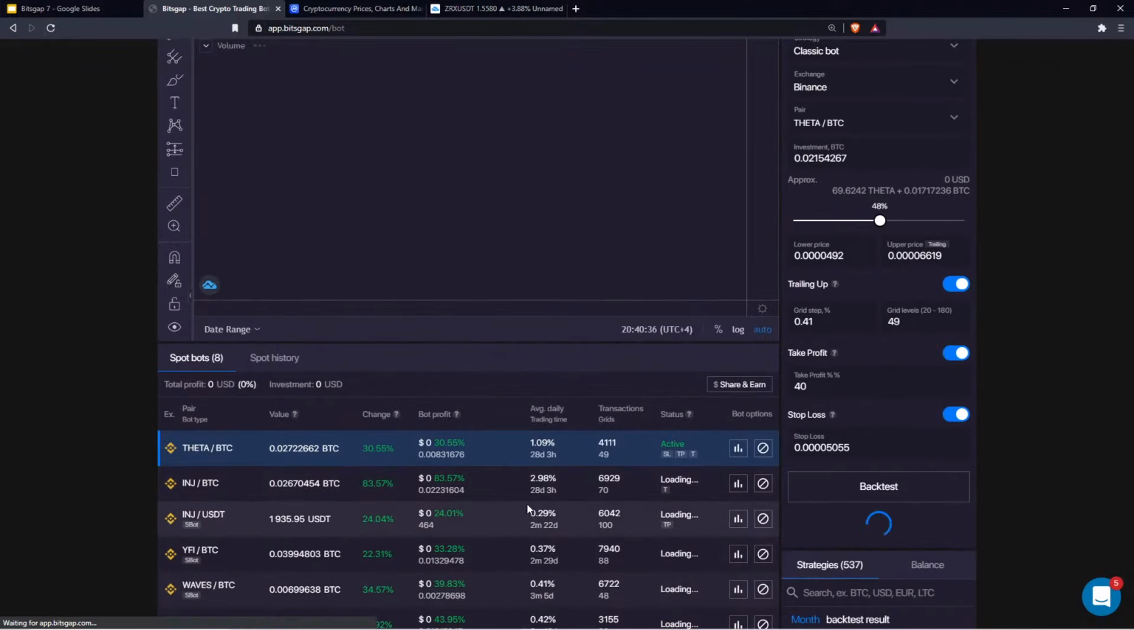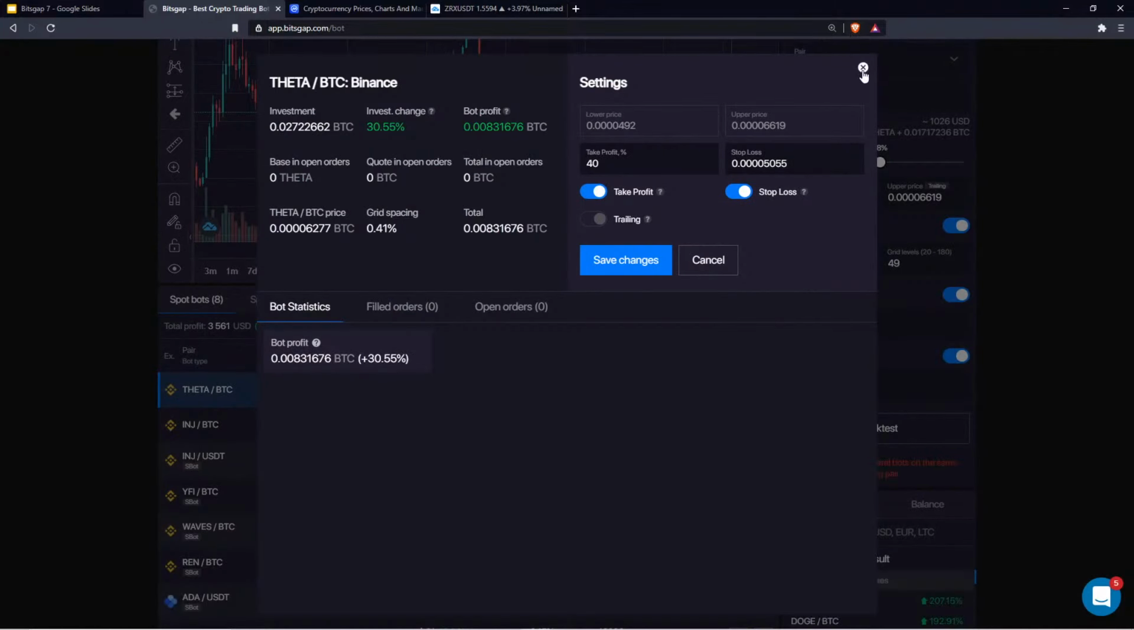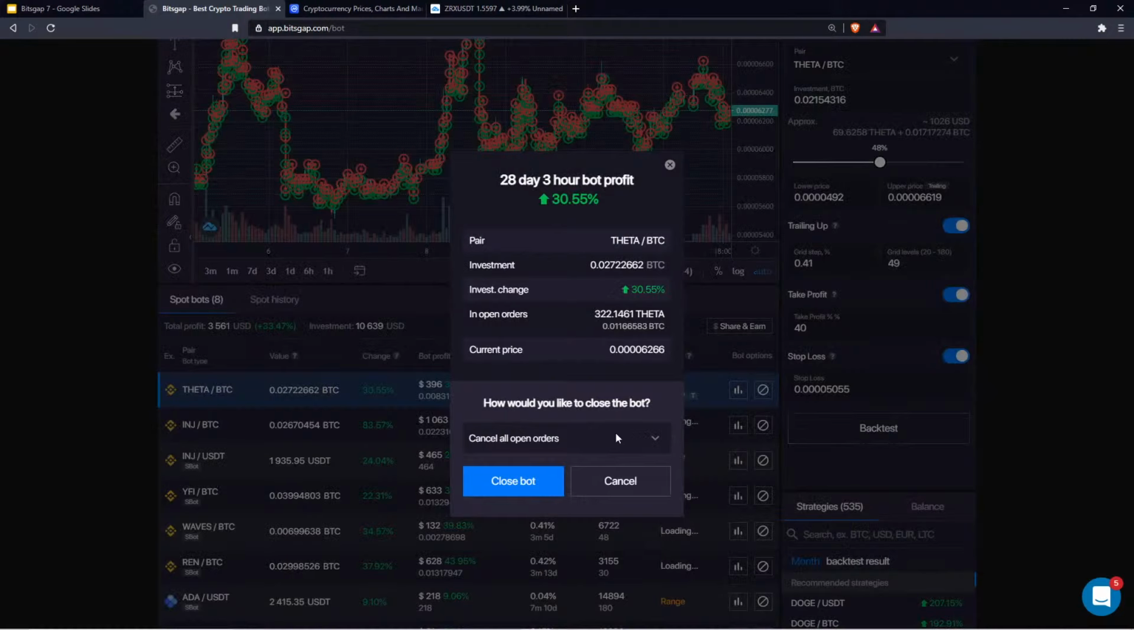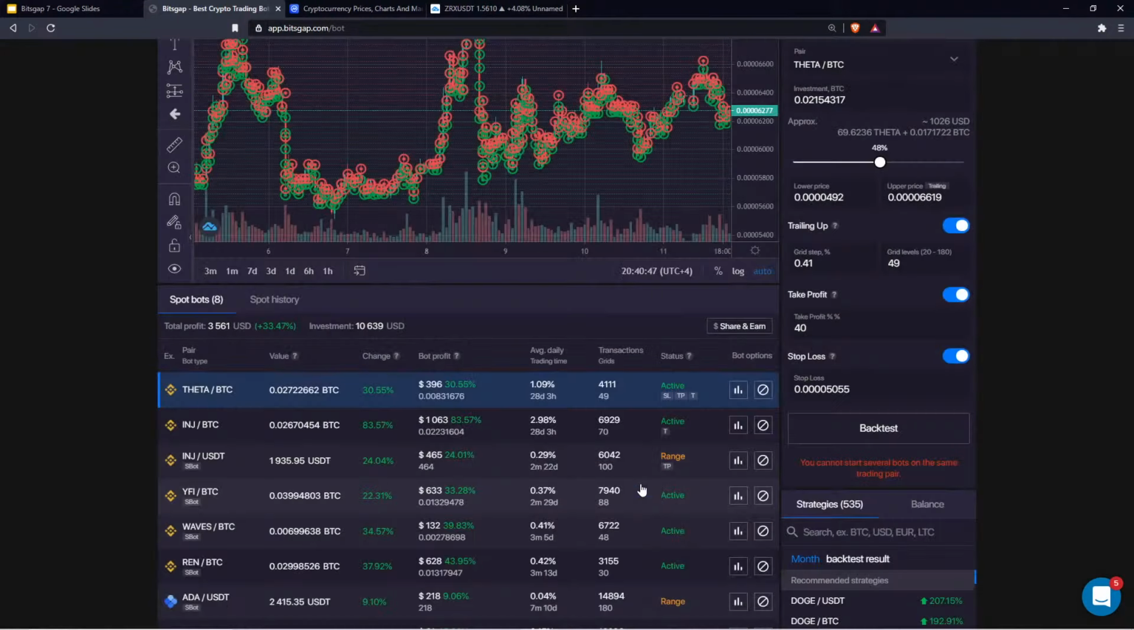The fourth option, well, actually we covered 4 of them already. So that was the market sell. It was the cancel all open orders. That's the second one. The stop loss is number 3. The number 4 is take profit.